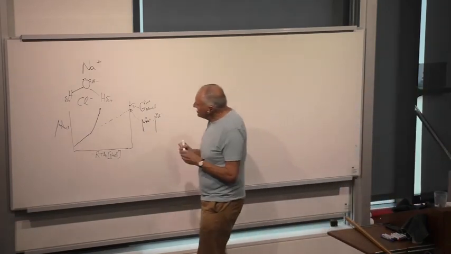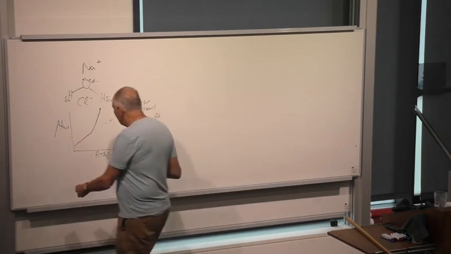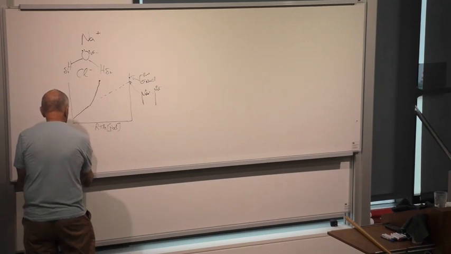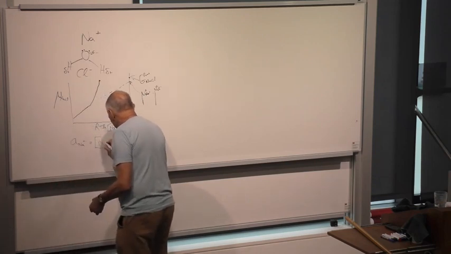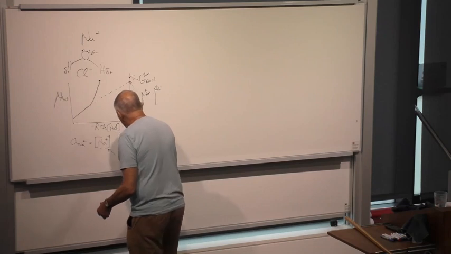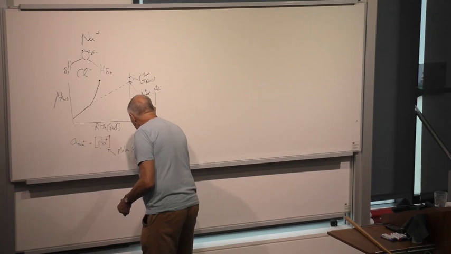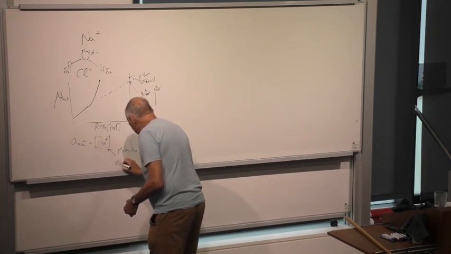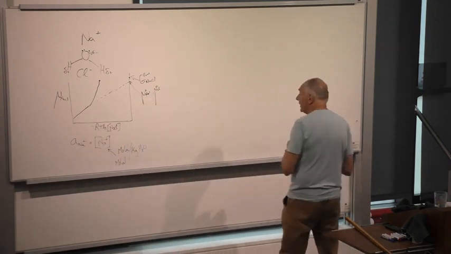So that is our infinite dilution standard state, and the activity of Na plus with that standard state is equal to the concentration of Na plus, where that is in moles per kilogram of water, or molar. Okay, so that's a sort of a brief summary of what we did.